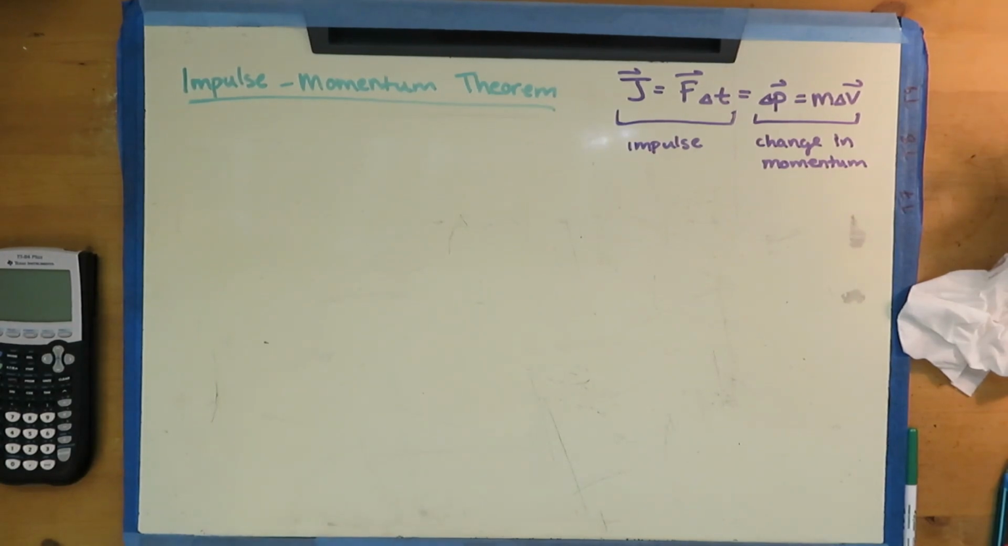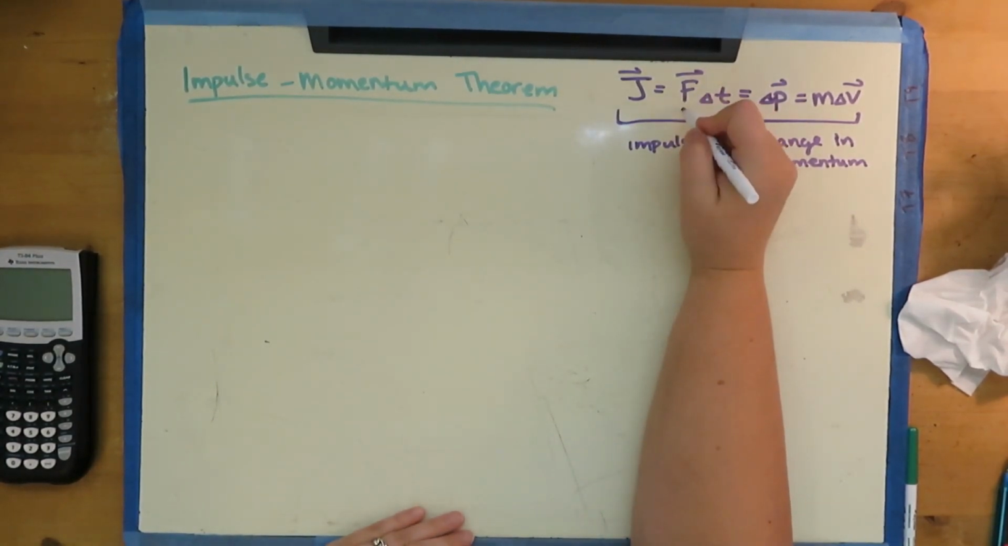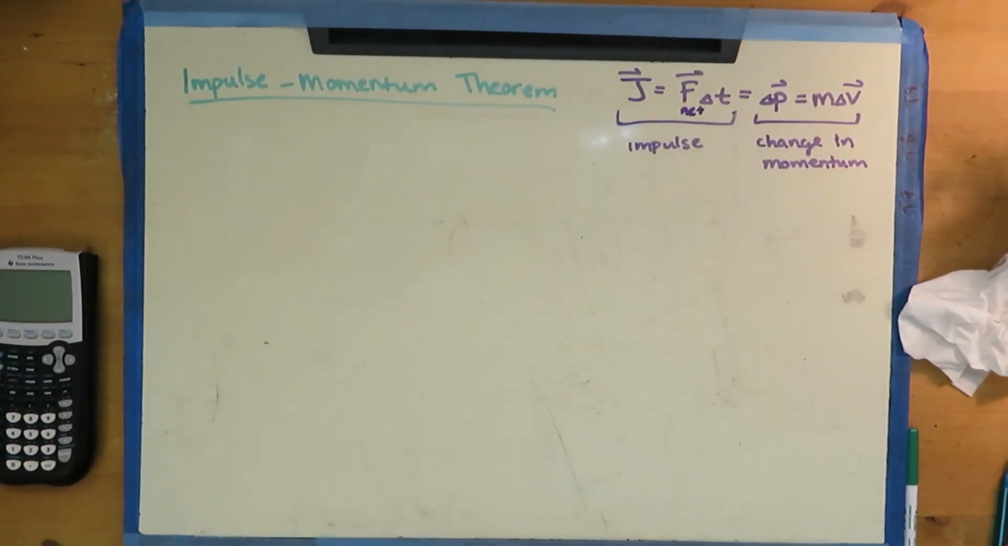So when we're working with this equation, it's important to realize that this force is the net force. Usually there aren't a lot of forces involved, but if there are, it's important to realize that that is the net force, because that came from Newton's second law, so that is the net force acting there.